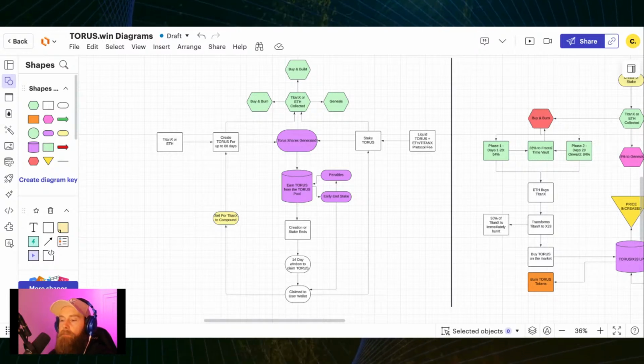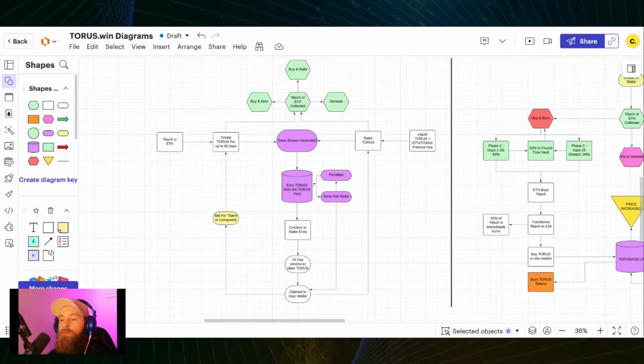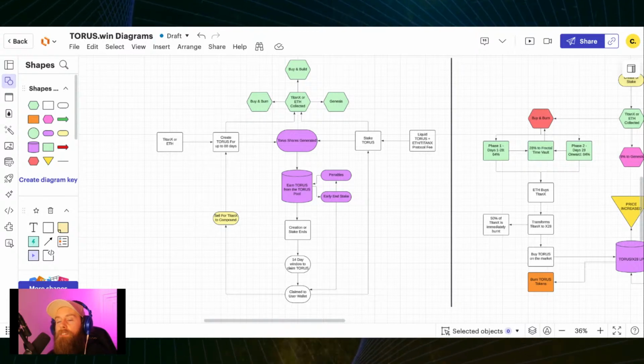TORUS's ROI is amplified by TitanX. So what that means is, let's say over the course of 2, 3, 4 cycles, you got a total of 900% ROI, right? That's a 10x in TitanX terms. But what happens if TitanX did a 50x over that period?